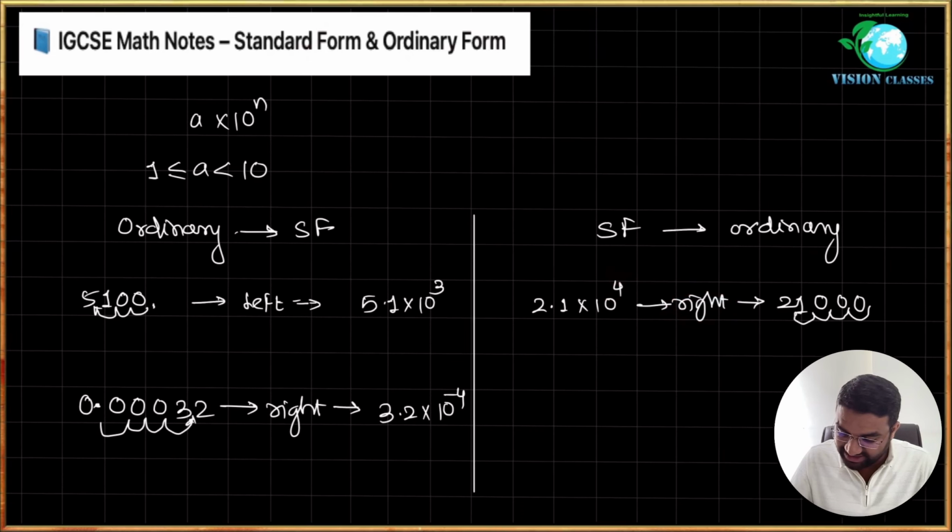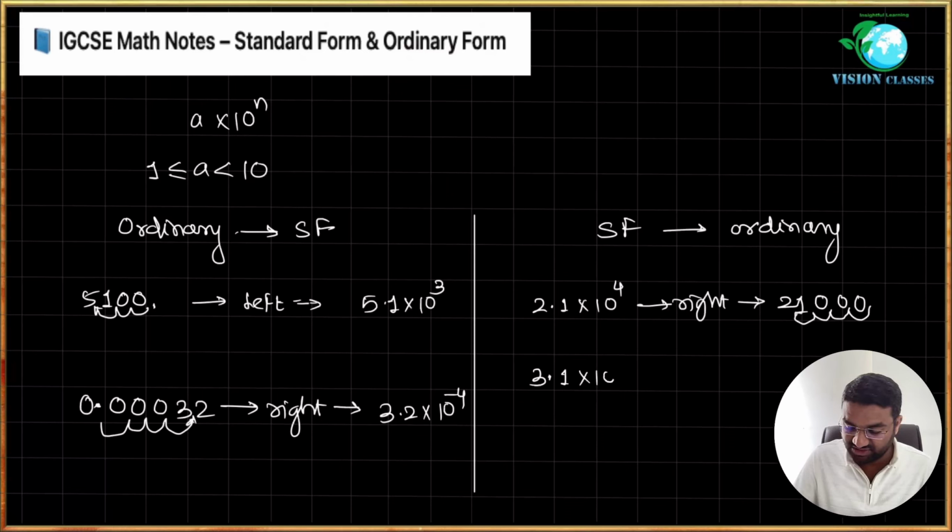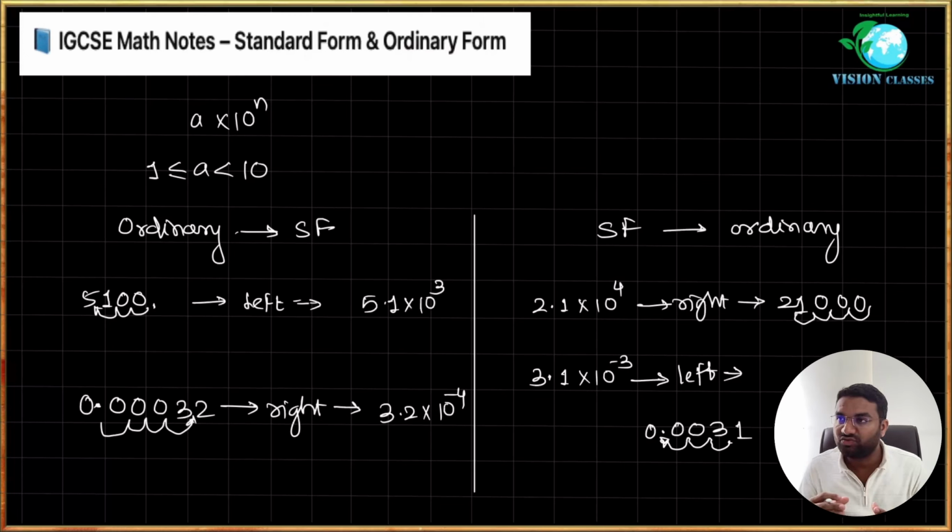Fine. Then next, let's say here 3.1 times 10 to the power of negative 3 is there. So you have a negative power in this case. So you have to move the decimal places to the left, isn't it? So in this case the answer will be 0.0031 because you have to move three places to the left. That's it. Fine. This is how you have to move the places while converting ordinary form to standard form and standard form to ordinary form. Let's discuss with the example.